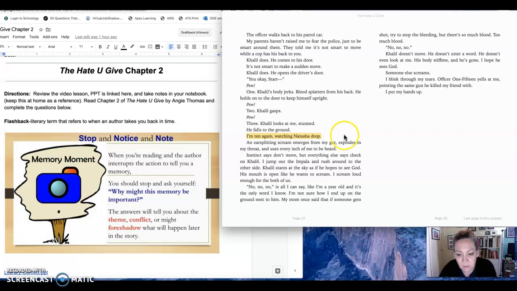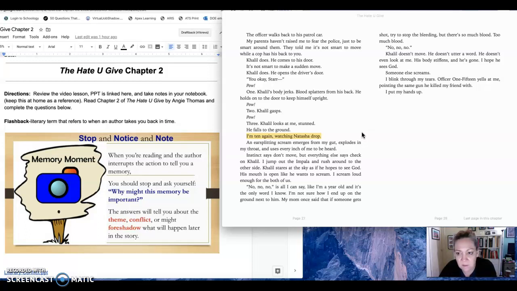An ear-splitting scream emerges from my gut, explodes in my throat, and uses every inch of me to be heard. Instinct says don't move, but everything else says check on Khalil. I jump out of the Impala and rush around to the other side. Khalil stares at the sky as if he hopes to see God. His mouth is open like he wants to scream. I scream loud enough for the both of us. No, no, no, is all I can say, like I'm a year old and it's the only word I know. I'm not sure how I end up on the ground next to him.